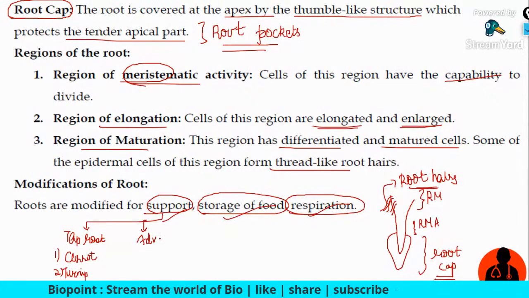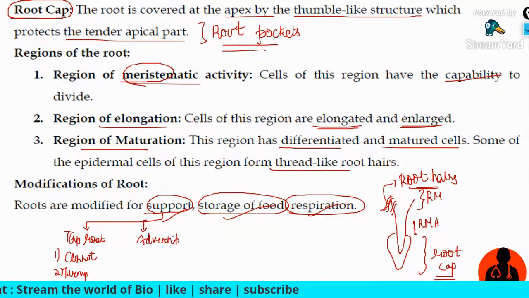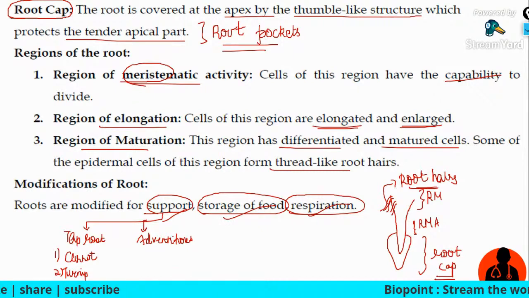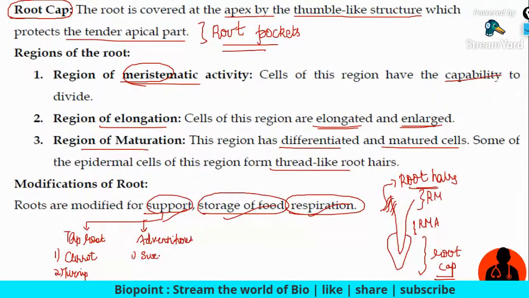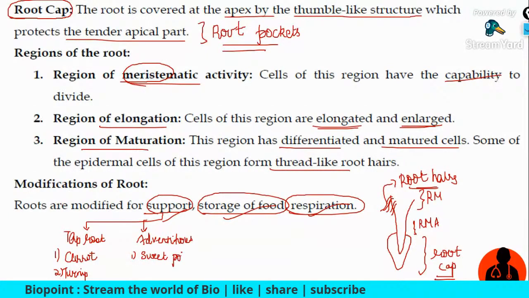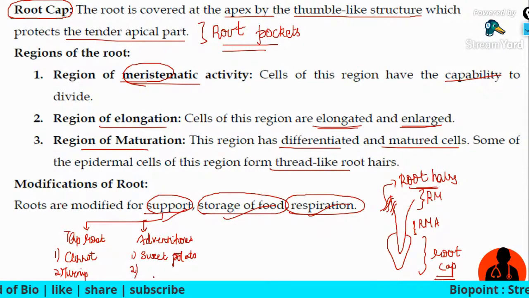My writings may not be clear, so please refer to my lectures, whatever I am speaking, and take the notes. Clear?